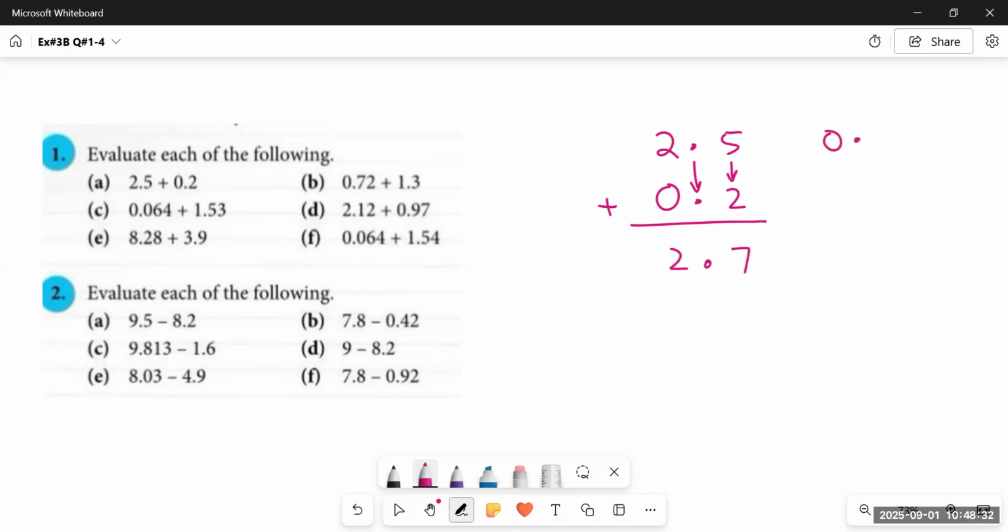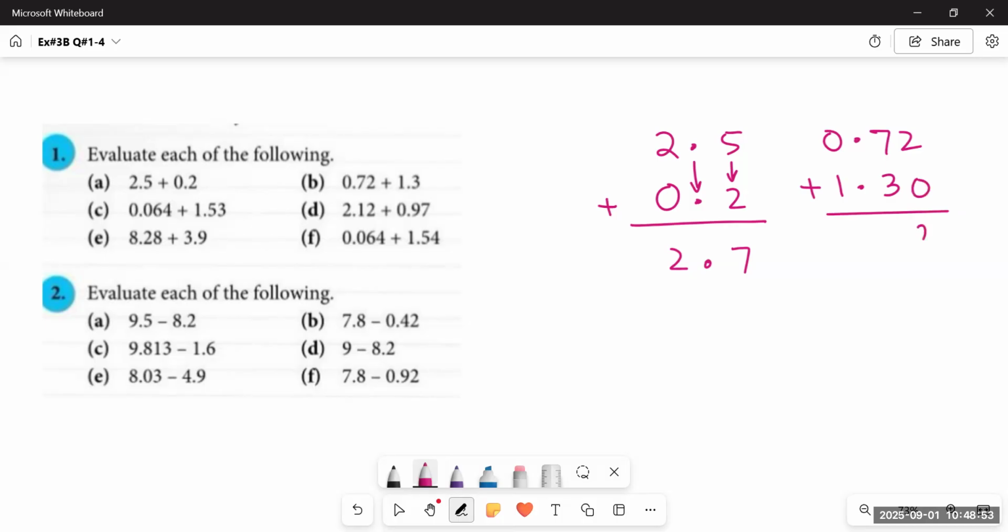Similarly, if we have 0.72 plus 1.3, we are not going to write 1 below 7 and 3 below 2. We are going to write decimal below decimal. So 1 comes below 0 and 3 comes below 7. Then we do not have any number below 2, so we are going to write a 0 over here.